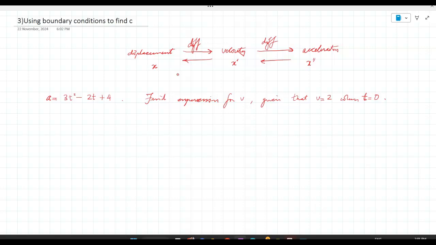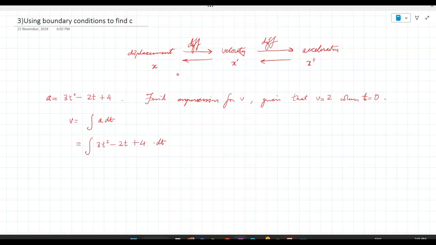You integrate first, and then you substitute to get the C. So if you don't do the C, you will be dropped. So your velocity will be the integral of the acceleration. So integral of 3t square minus 2t plus 4.